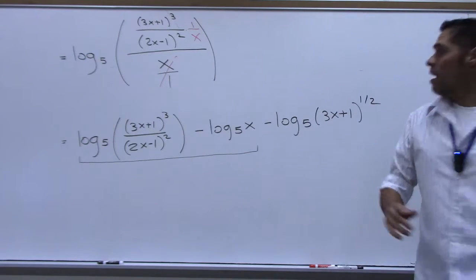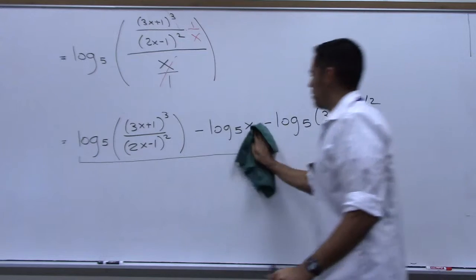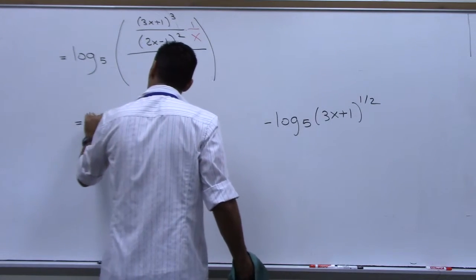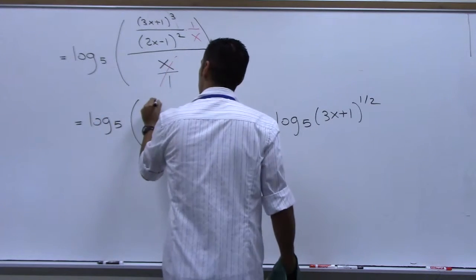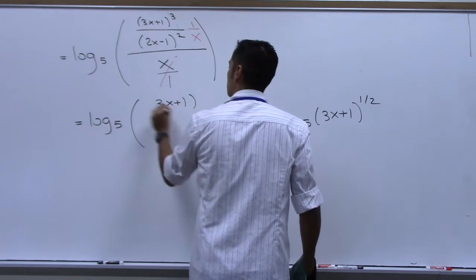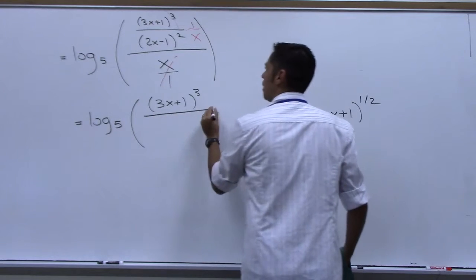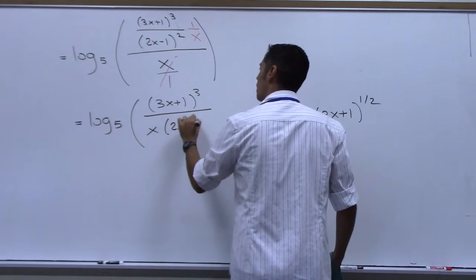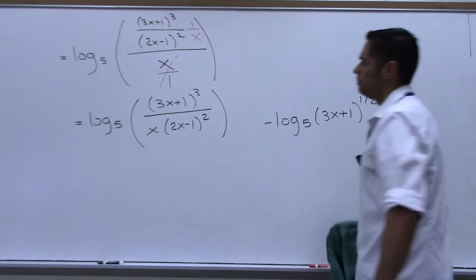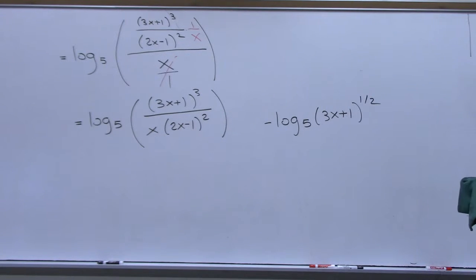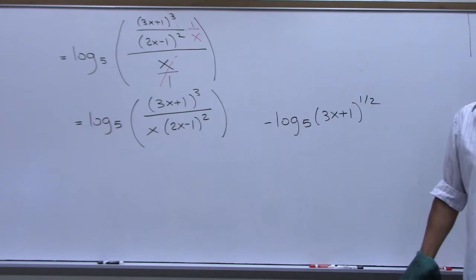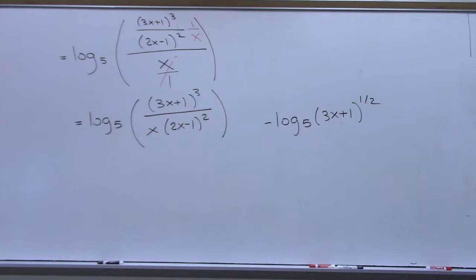So I'm going to write the next line out without doing anything else. I've taken care of all this, though. So here's where I am. I'm at log base 5 of (3x plus 1) cubed over, and I'm going to put that x down here just in front, x, then (2x minus 1) squared. Where did you get the original x over 1? I already erased it. It was the line right before. Oh, it was the log base 5 of x. Okay. And I was subtracting that, so it became the division part.